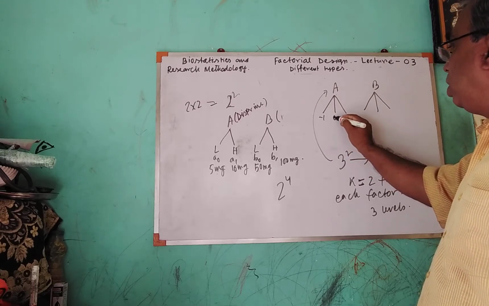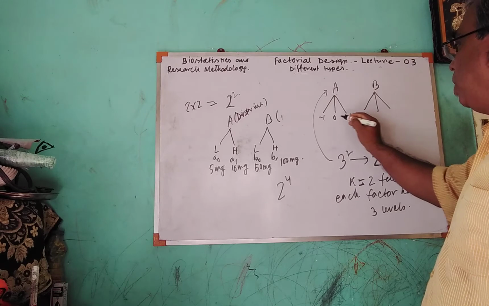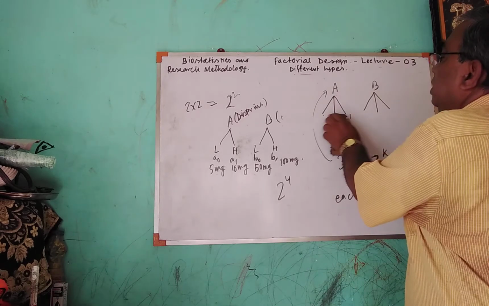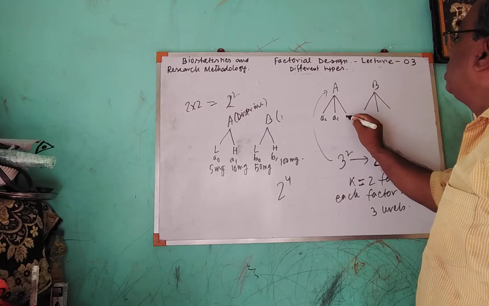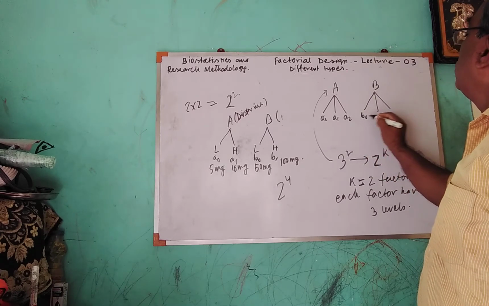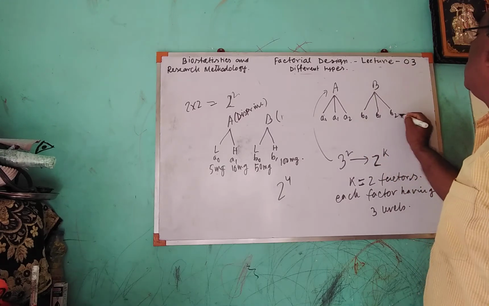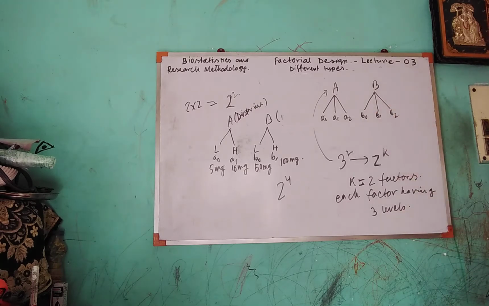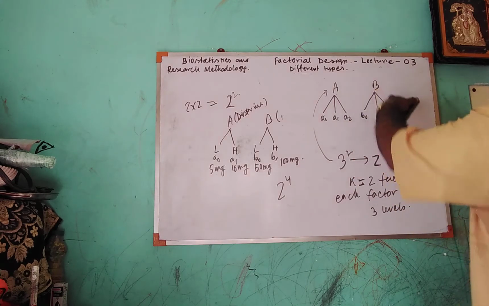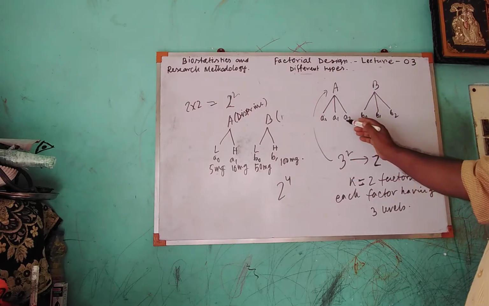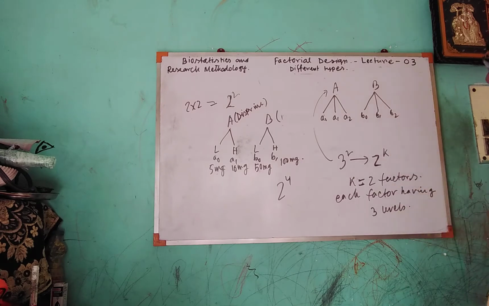Suppose -1, that is 0 level, this is +1. Say it is A0, this is A1, this is A2, this is B0, this is B1, this is B2. These are known as levels. That is 2 factors, factor A, factor B, each factor having 3 levels.